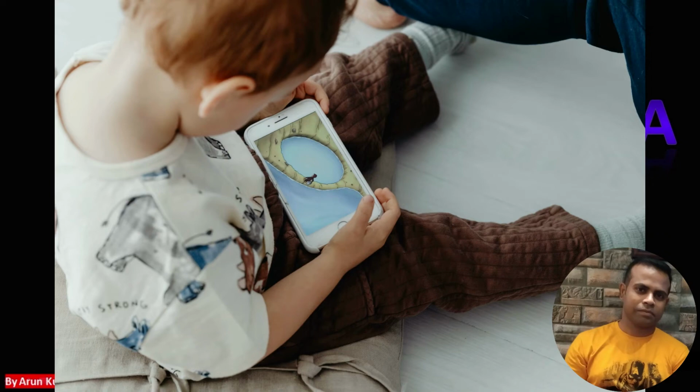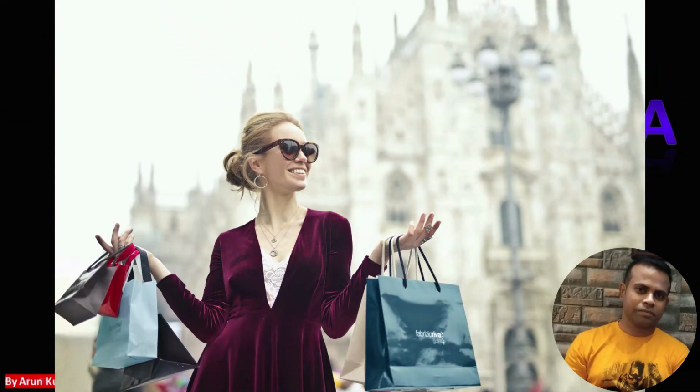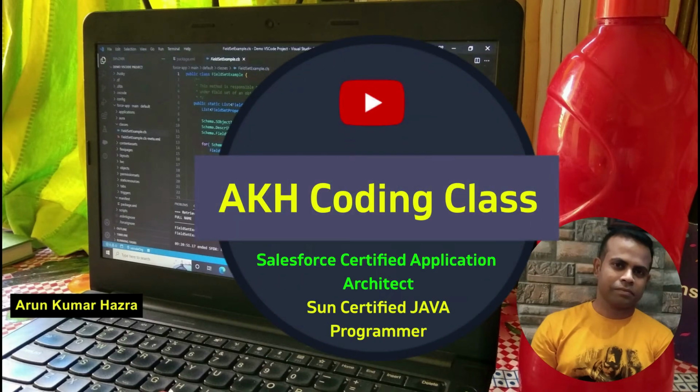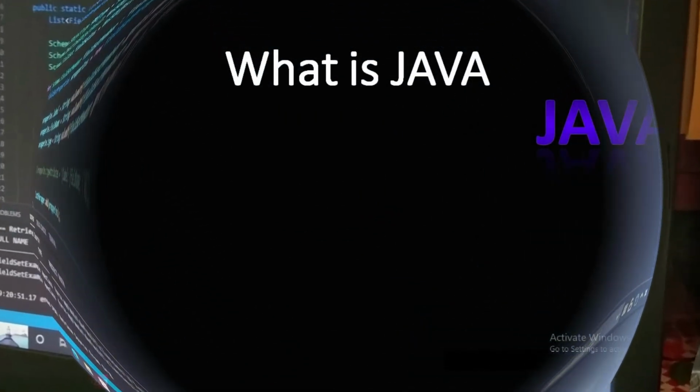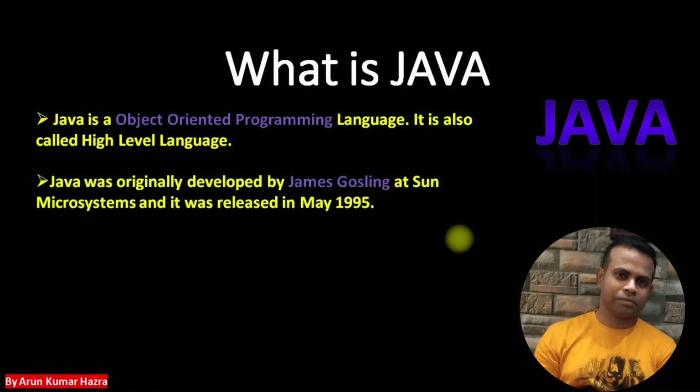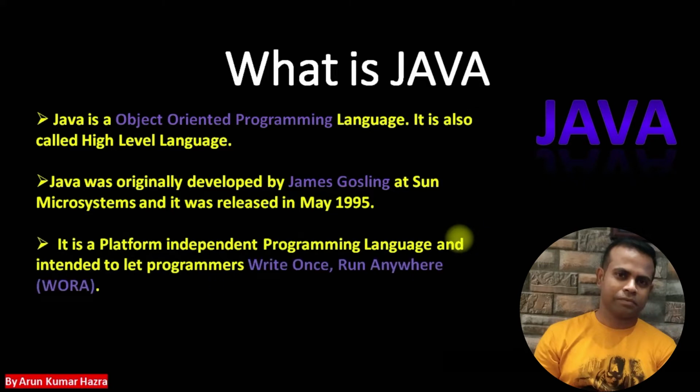Nowadays, from playing a mobile game, listening to music on a computer, or doing some online shopping, Java is used everywhere. So what is Java? Java is an object-oriented programming language, also called a high-level language. Java was originally developed by James Gosling at Sun Microsystems and it was released in May 1995. It is a platform-independent programming language, intended to let programmers write once, run anywhere.